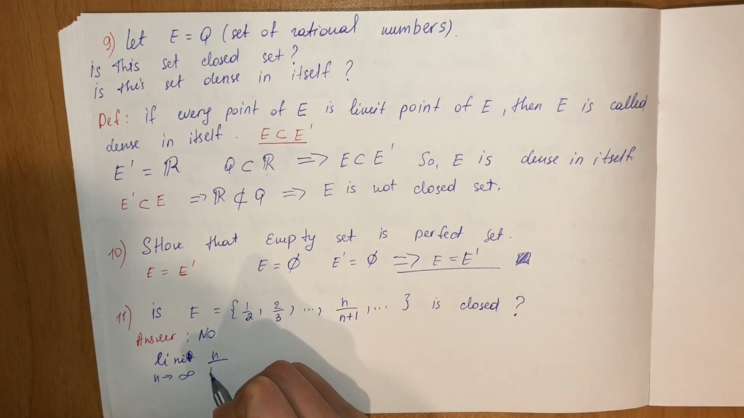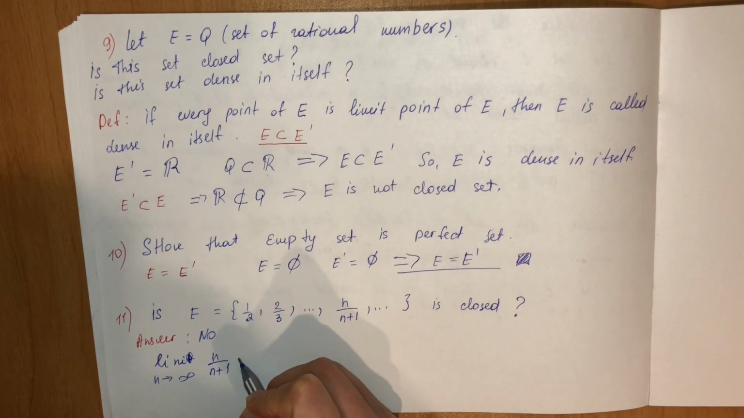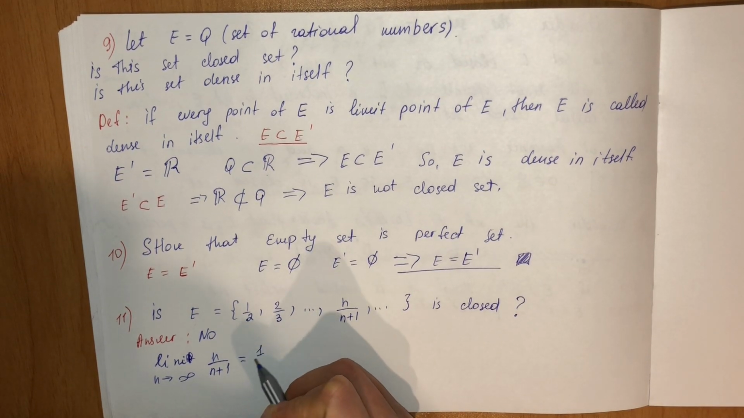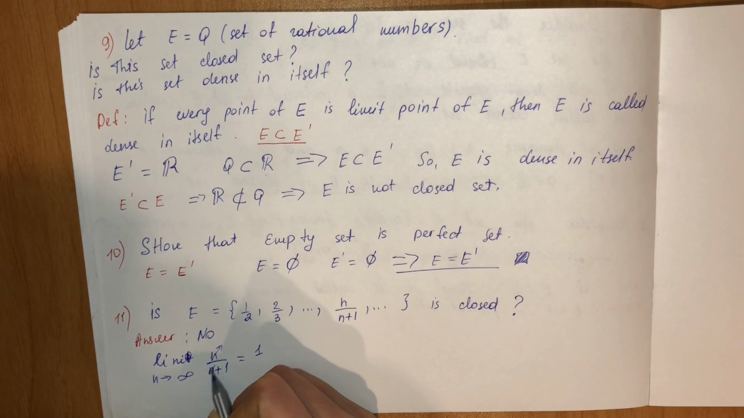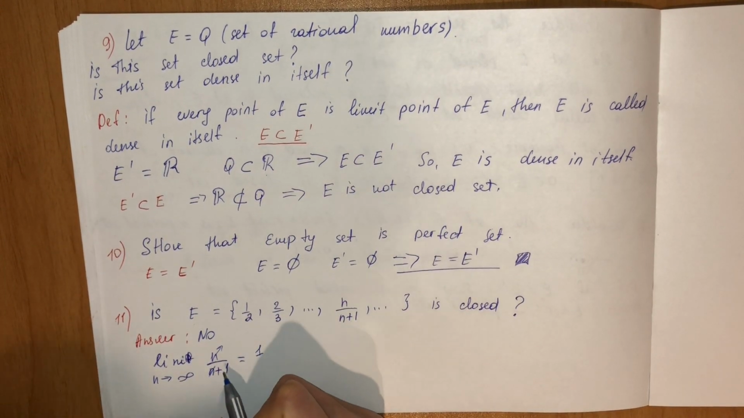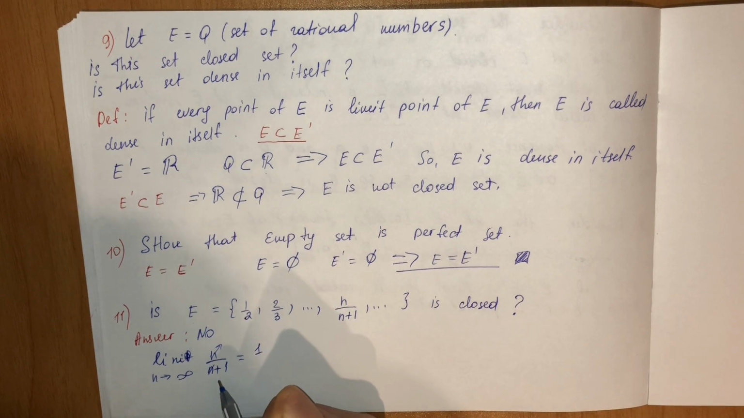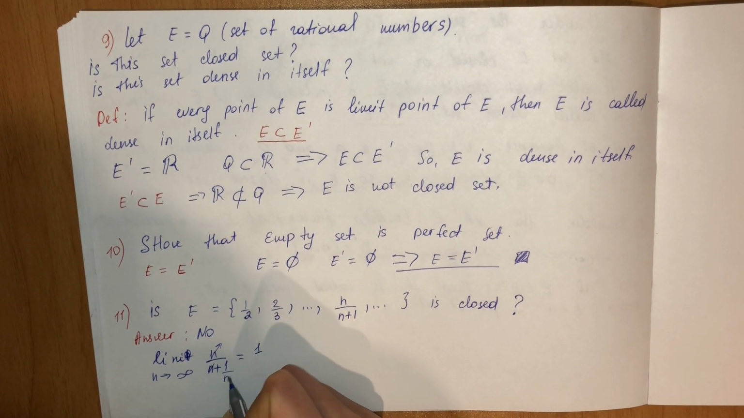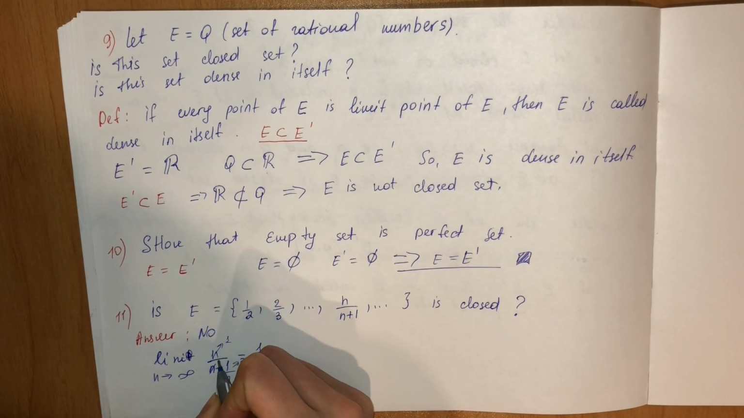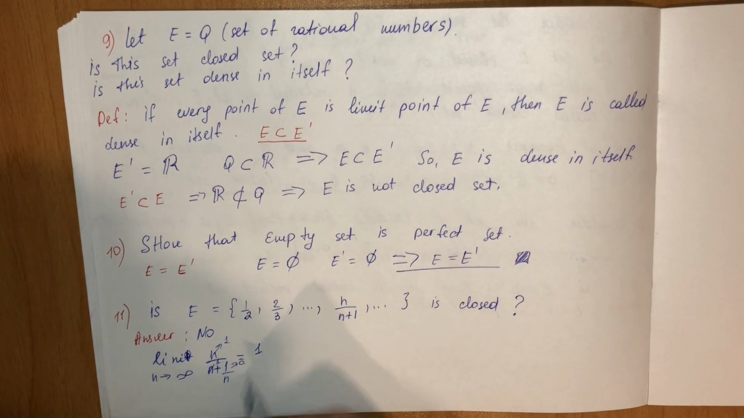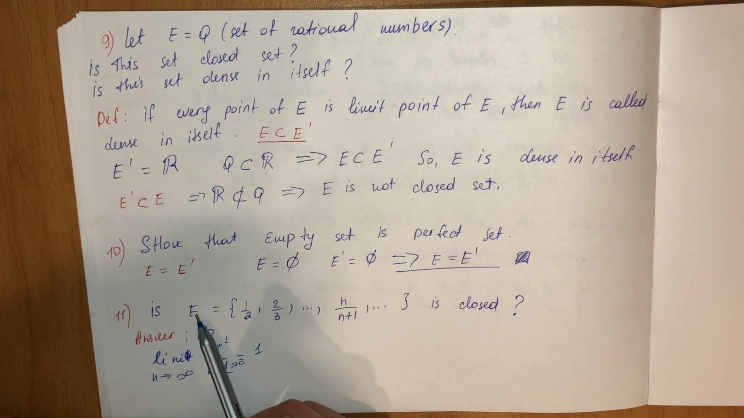N over n plus 1 is equal to 1, because if we divide both the denominator and numerator by n, 1 over n goes to 0, and this is 1, this is also 1, so 1 over 1 is 1. The limit of this sequence is 1, but 1 is not included in the set E.